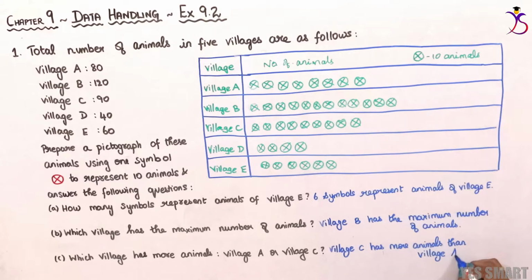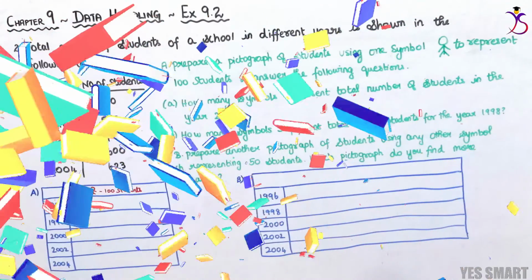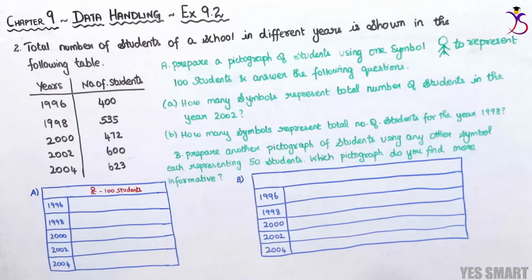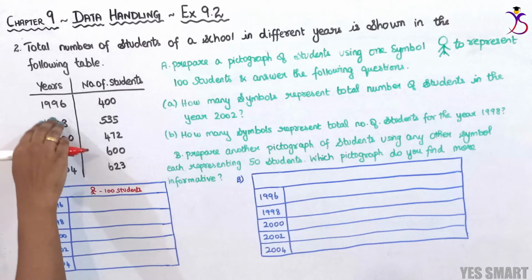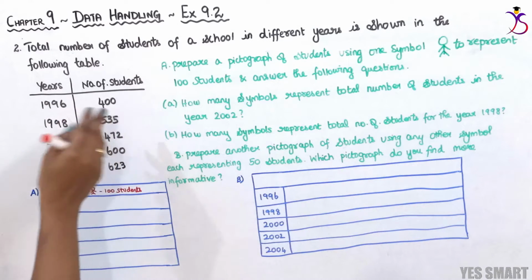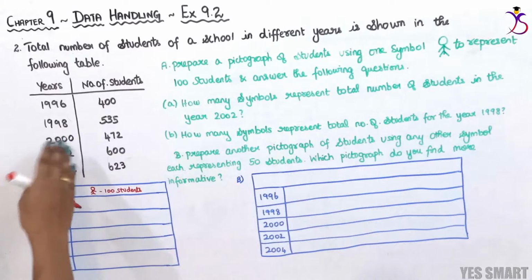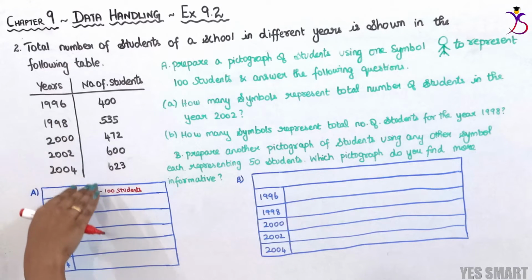Second sum. The total number of students of a school in different years is shown in the following table. They have given years and number of students. That is, 1996 has 400 students, 1998 has 535 students, and so on. They have given the data.